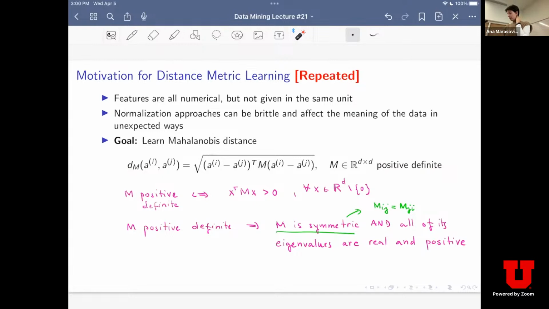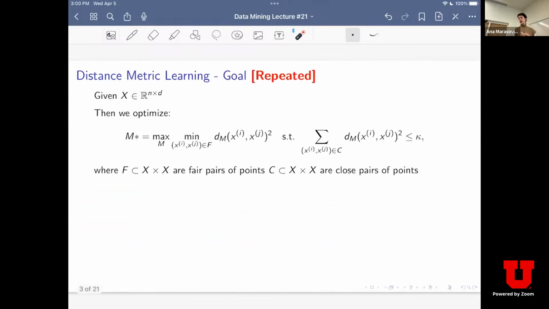Okay, so the goal is to learn such a matrix M. We don't know what the values of matrix M are. We are trying to learn them, find them, and then we can define this distance by just having this equation, right? And then when we introduced this, we had set up this max-min problem with the constraint.